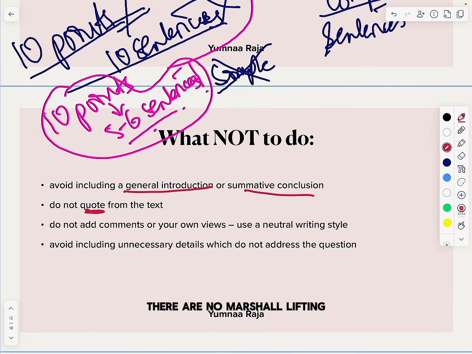There are no marks for lifting. I've said this so many times now. No marks for copy pasting. Don't use quotation marks. I said this in the beginning as well. Do not add comments of your own. Please remember, what is a summary? A summary is an abridged version of a longer text. So abridged means anything that is smaller.